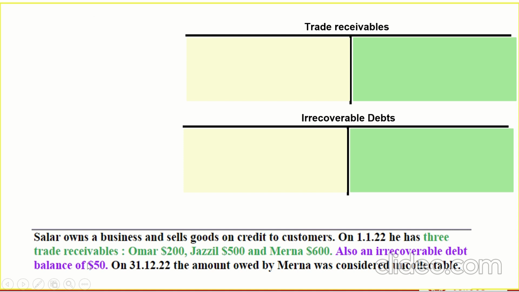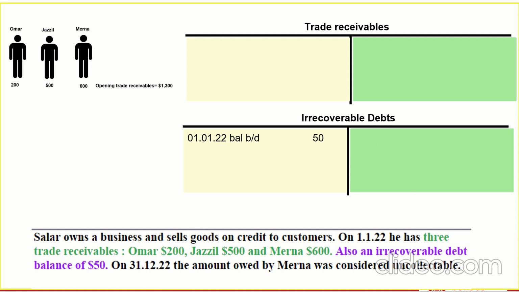An irrecoverable debt balance is 50 at the beginning of the year. Therefore, you post the entry as 1st of Jan 2022, balance brought down 50 on the debit side of the irrecoverable debt account as it's considered as an expense.